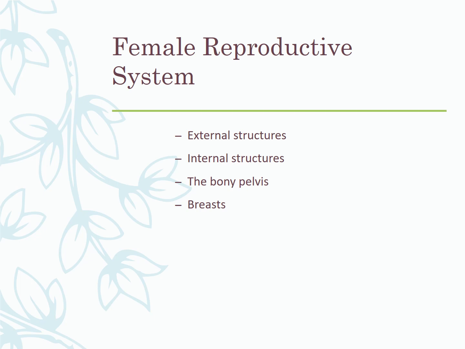There are 3 primary purposes for the bony pelvis. You need to know that they're for protection, accommodation, and they are an anchor. The breasts function in the form of lactation and sexual arousal. Again, I'm not going to go into depth, but you may need to refresh yourself.